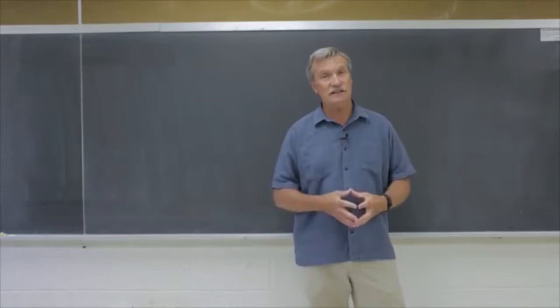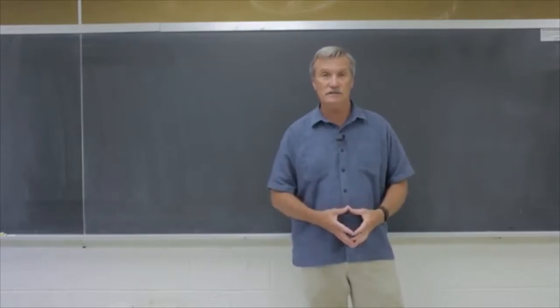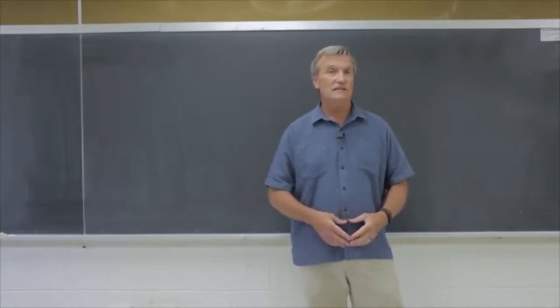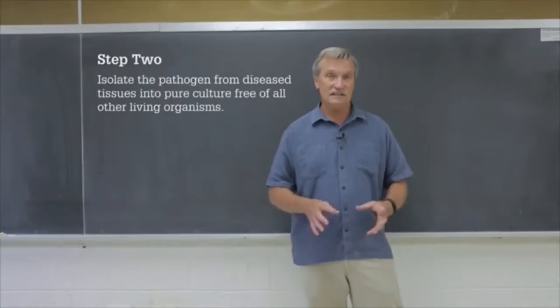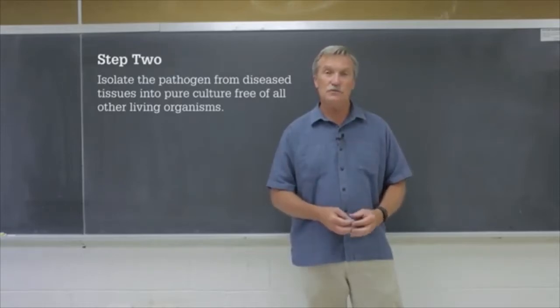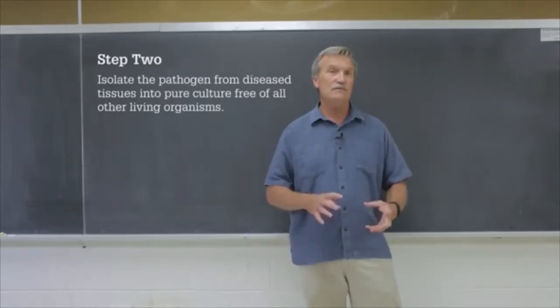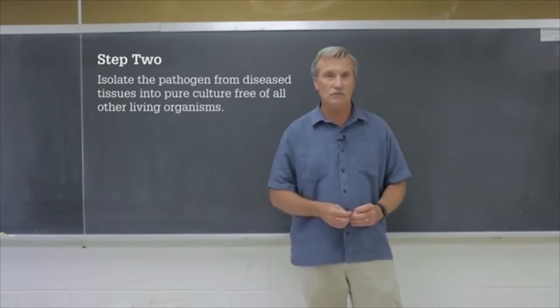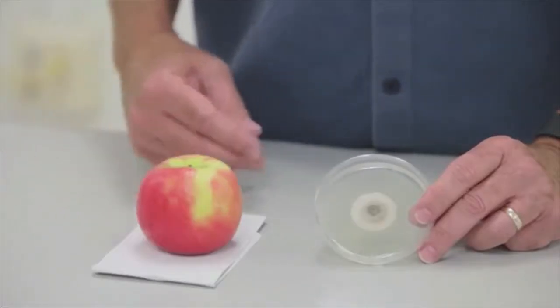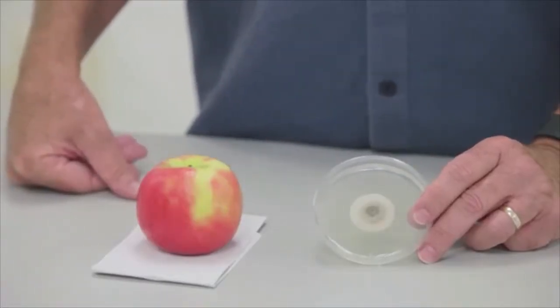After establishing that constant association between the presence of a pathogen and a disease, the second step is to isolate that organism into pure culture, which means we free it from the presence of all other microorganisms. This is an example of a pure culture of a plant pathogen, and it is the objective of step 2 of Koch's postulates. We will now take you through the series of steps required to obtain this pure culture.